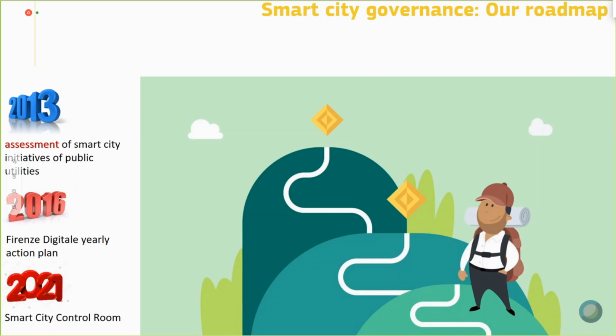So we started this work with a yearly updated action plan called Firenze Digitale, in which every year we work with all the public utilities, with the Chamber of Commerce and the Tuscany region to improve data sharing processes in the city, in order to improve the open data platforms of the different stakeholders, in order to improve the quality of public services. Our roadmap has an important milestone next year with the start of the Smart City Control Room.